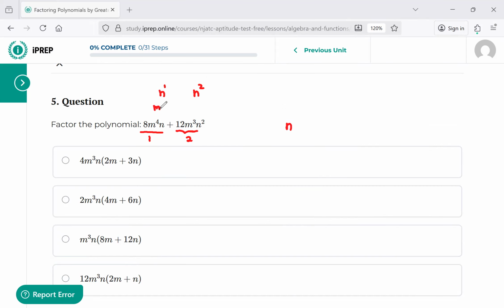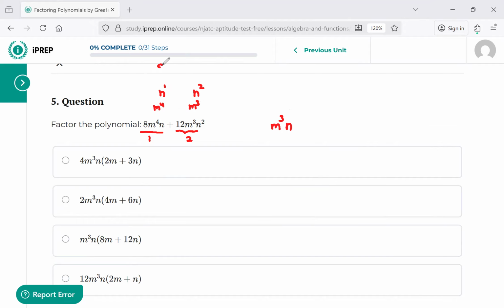So we have m to the fourth and m cubed. So what is the largest amount of m's you can take out evenly? So m to the fourth really means four m's. m cubed is really three m's. So what is the largest amount of m's you can take out evenly? Yes, m cubed or three m's.